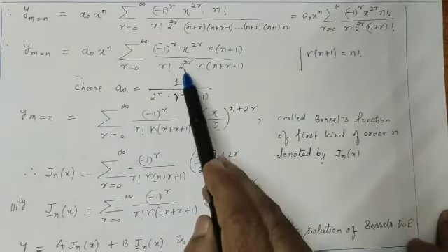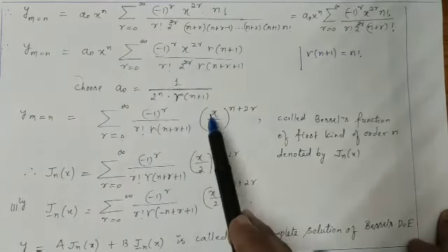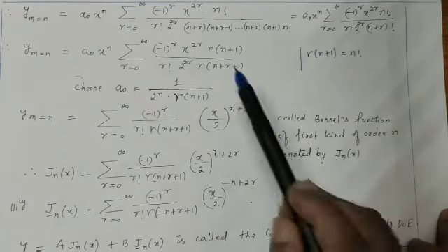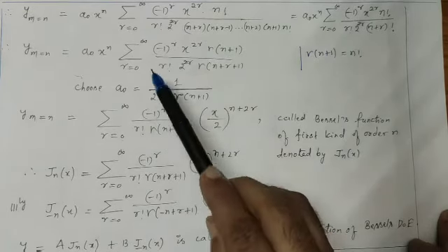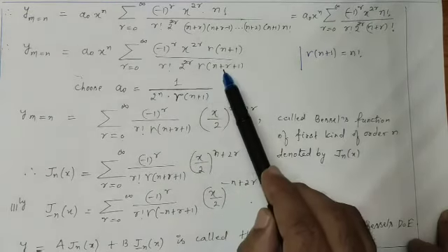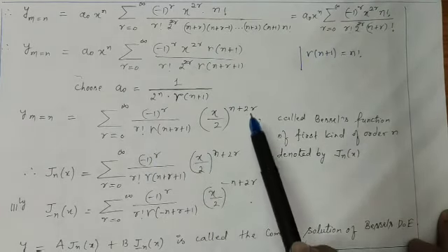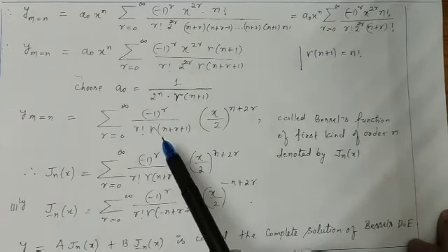And x power n plus 2r, 2 power n plus 2r, therefore together it becomes (x by 2) whole power n plus 2r, minus 1 power r, divided by r factorial, gamma of n plus r plus 1. So this is called the Bessel's function of first kind of order n.